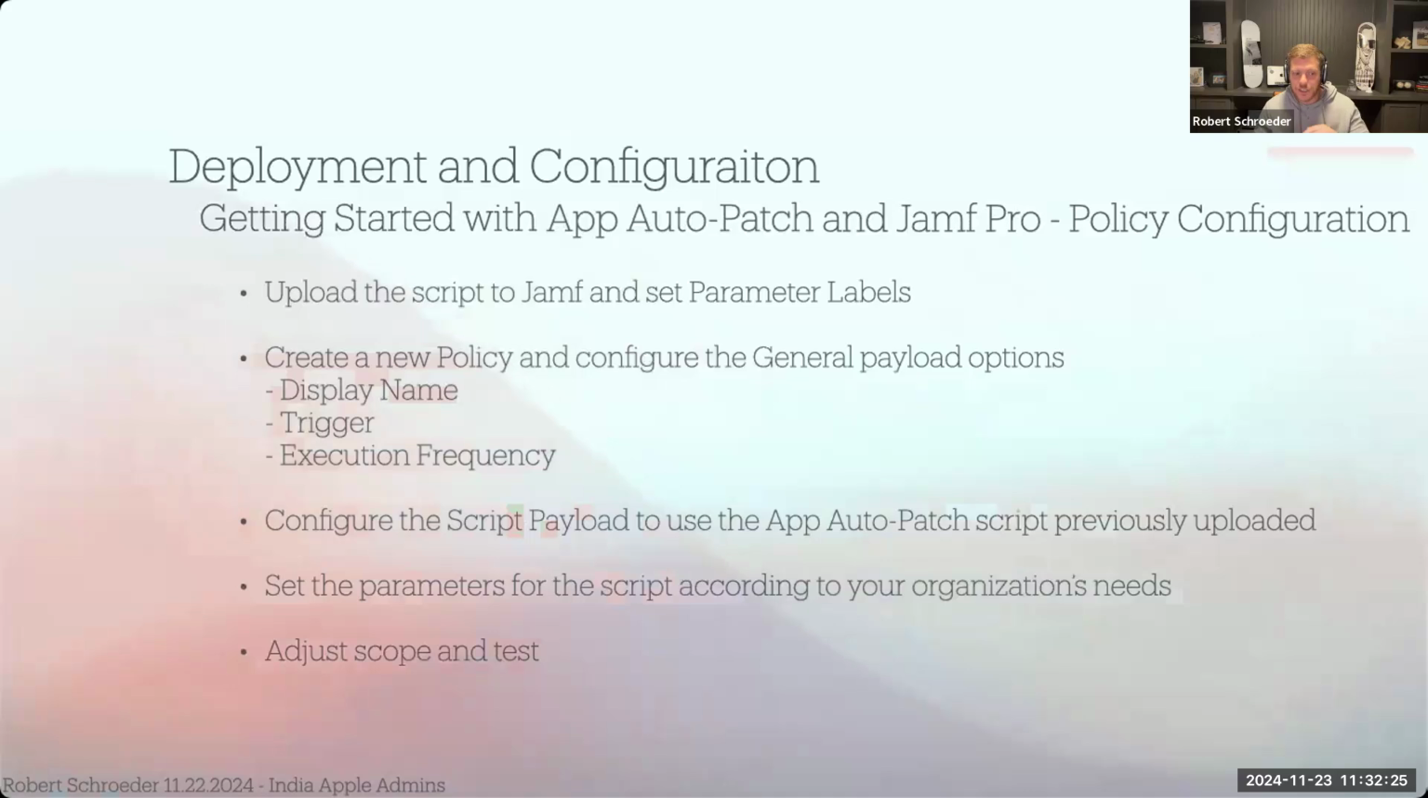So the burning question: I want to use App Autopatch, how do I actually get it started in my Jamf instance? All you've got to do is upload the App Autopatch script to Jamf Pro and fill out your parameter labels. That'll make it easier to configure the actual policy. You create a new policy, configure the display name, the trigger, the execution frequency, configure your script payload so that you have all of your parameters set, adjust your scope and test it out.